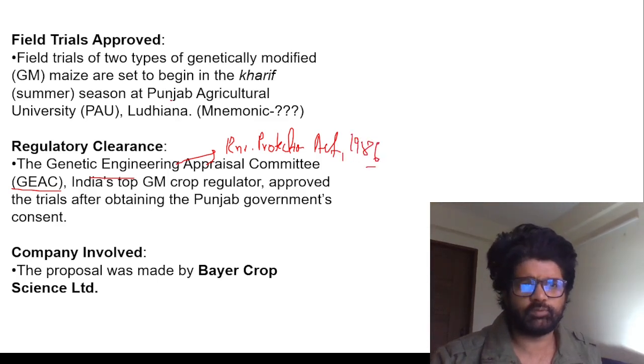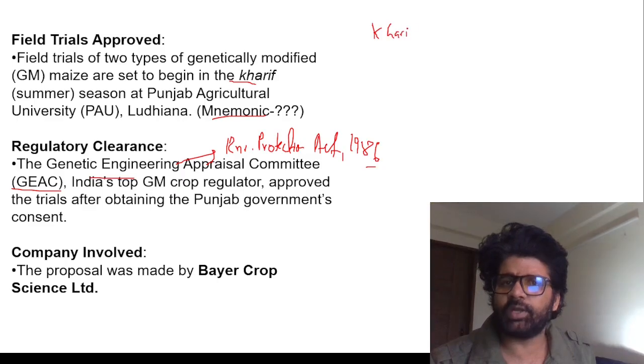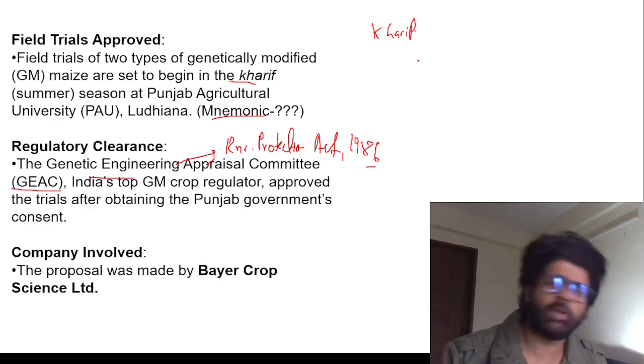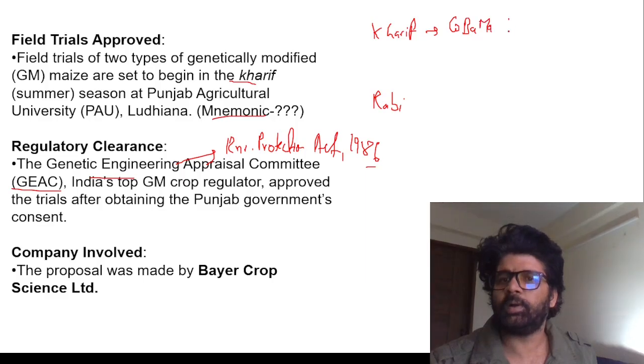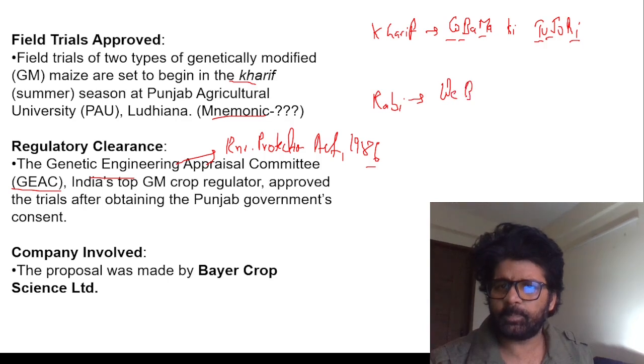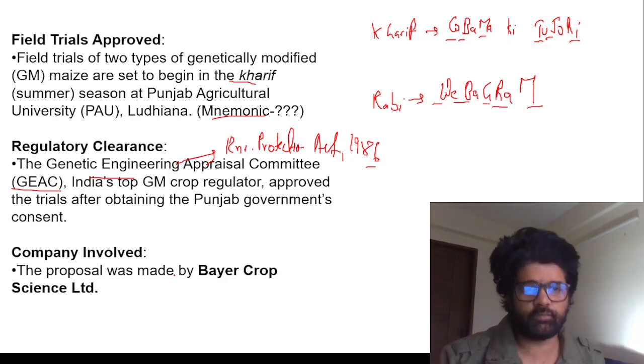So field trials of two types of GM maize, and this is a Kharif crop. We have discussed this mnemonic for Kharif crops and Rabi crops, I think 80,000 times in my Hindu analysis, if not more. Kharif crops: Kobama ki Tujori. Cotton, Bajra, Maize, Tur, Jowar, Rice. Rabi crops, the mnemonic is Vibagram. Wheat, barley, gram, rapeseed, and mustard. Remember these? It will help you in solving a lot of UPSC PYQs.